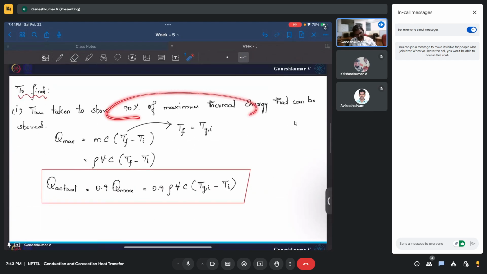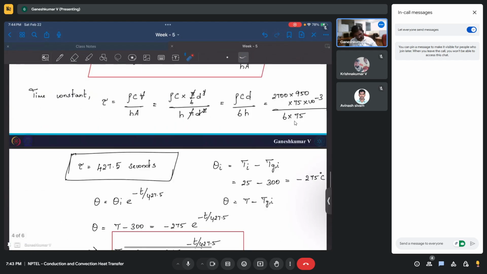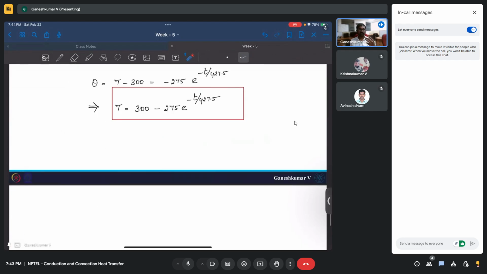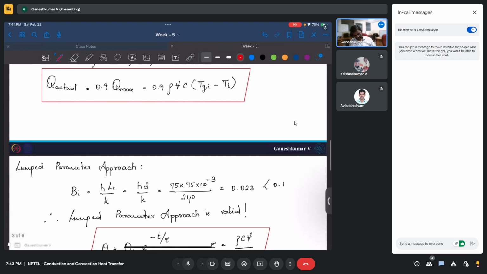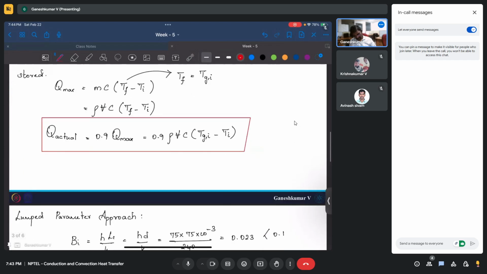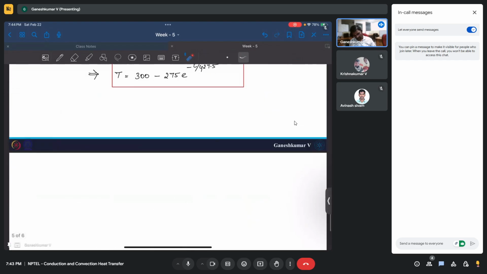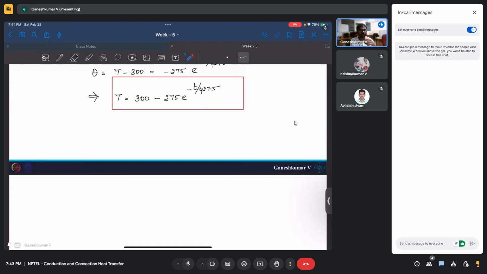What is the time taken to store 90% of maximum thermal energy? That is something we need to answer. So till now we have been dealing with temperature, but if I want to know what is the energy stored, how would I do that? So one way is, you have the maximum energy to be this. Now you find out how the energy stored varies.